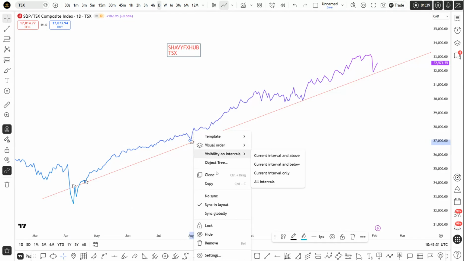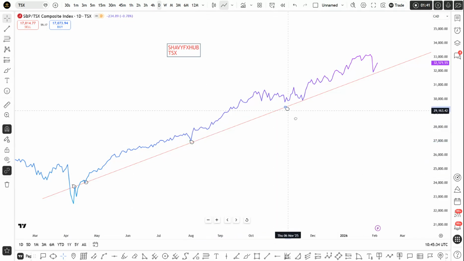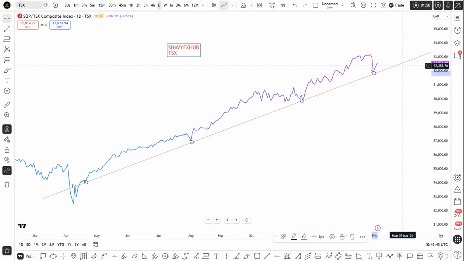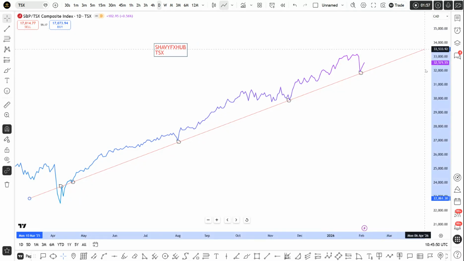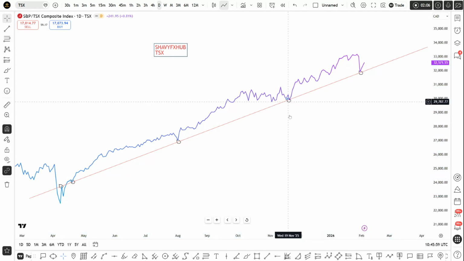retest 2, retest 3 on one simple ascending trend line, and retest 4. Market structure never lies. Always. It's always honest. So that's the structure of the market for now.